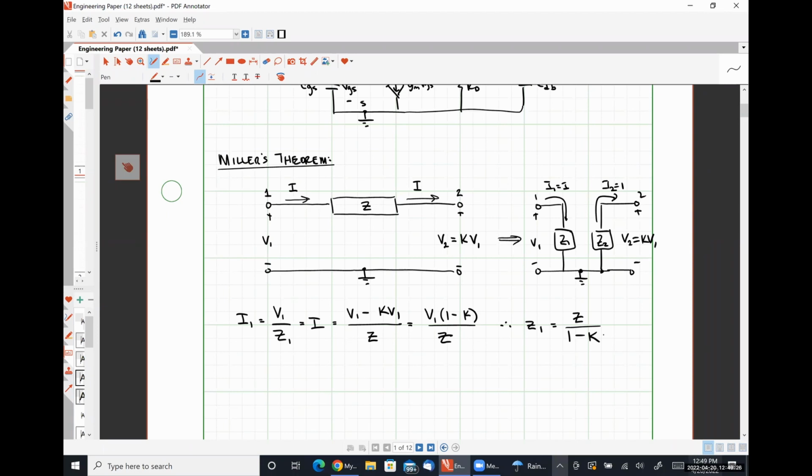We're going to do something similar at node 2, right? So we need a current of I2 to be equal to I. So sorry, let me rewrite this to where it doesn't look so much like the number 1. So our current I2 is negative V2 over Z2, right? Because we want the current to flow out of the negative polarity terminal and head towards a positive polarity terminal. Negative V2 is negative KV1.